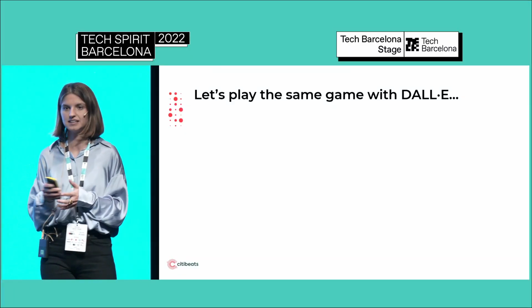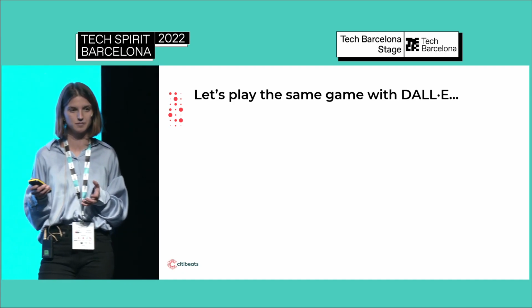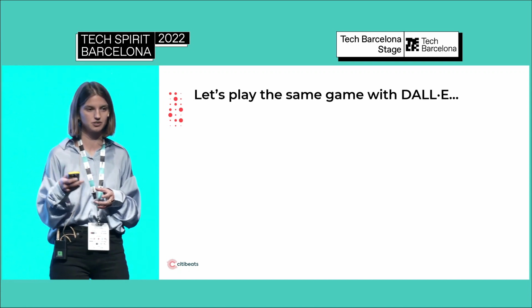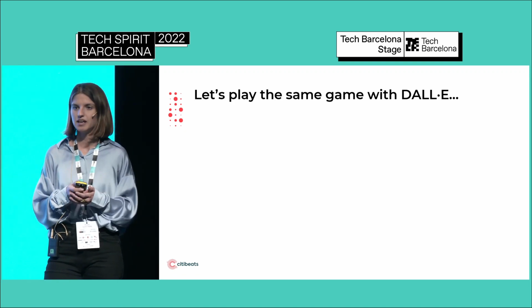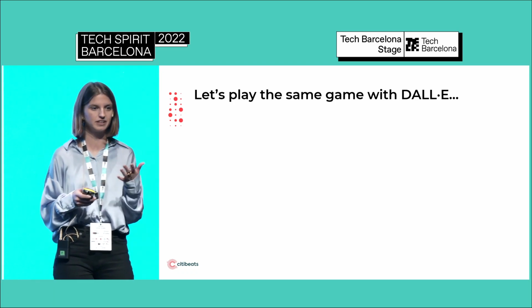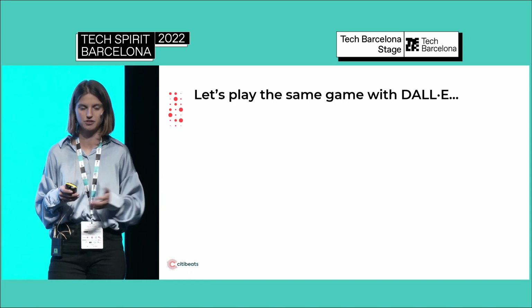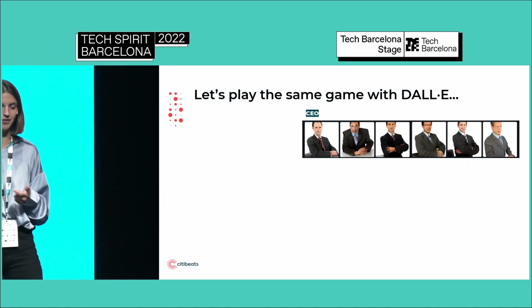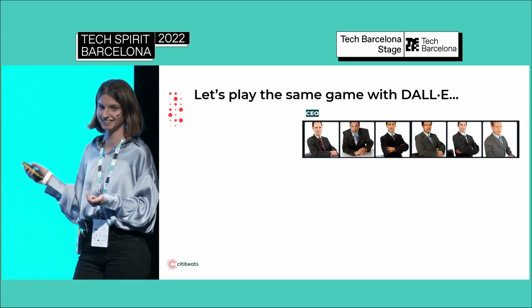But the thing is that I also tried to play this game with DALL-E. I don't know if you know DALL-E. DALL-E is an AI system where you can type any kind of text, and it generates some images. So for example, if I type a city full of skyscrapers, it will generate images of cities similar to New York or Tokyo. So when I was trying to play this game, I wrote CEO, and those are the images that I was getting. So all male, all white, I don't see diversity here.